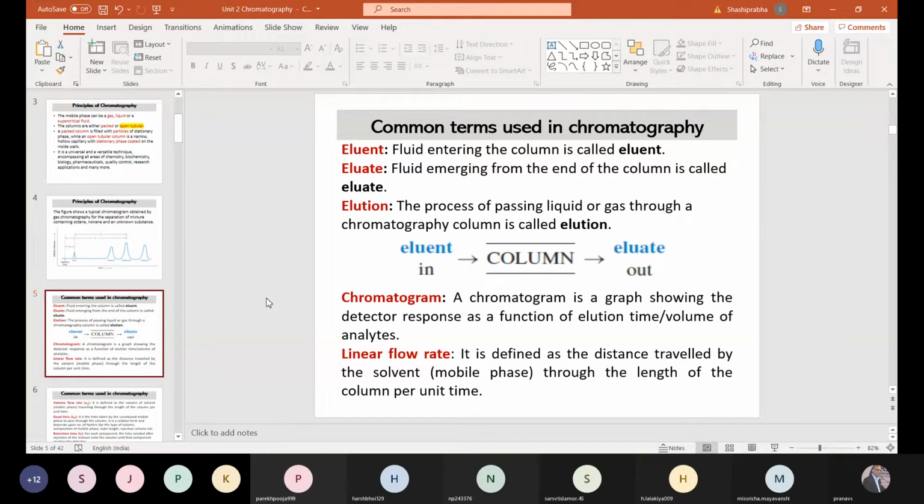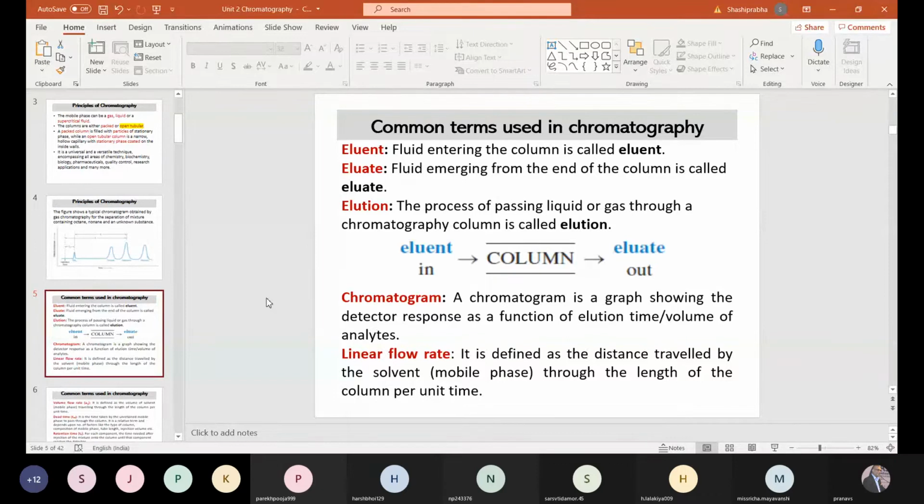And that liquid which comes out from the other end of the column, of course, it would be the moving phase along with the analytes. That is known as the eluate. जो बाहर निकलता है उसे कहते हैं eluate, और जो कॉलम में एंटर करता है उसको हम कहते हैं eluent. And this process of entering from one side of the column and coming out from the other side of the column, this entire process is known as elution.